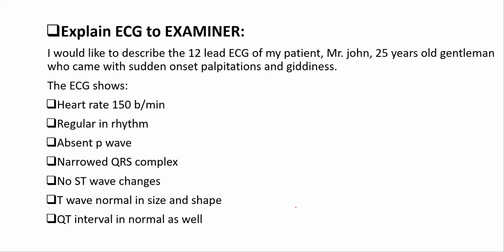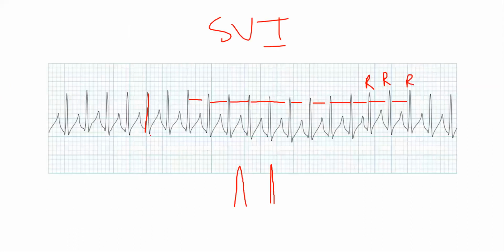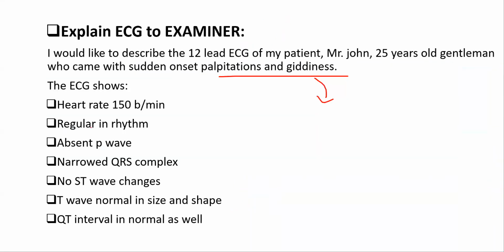So when you get that finding, you will explain the ECG to the examiner, saying, dear examiner, I would like to describe the 12-lead ECG of my patient John, who is a 25-year-old gentleman who came with sudden onset palpitation and giddiness. You can also ask the examiner, I would like to make sure that this is the ECG of my patient. We can do that. In case of an online exam, you can't do that, you just explain it. The ECG shows, it depends what your heart rate is. In this ECG, it is almost 300. So you can say maybe 280.